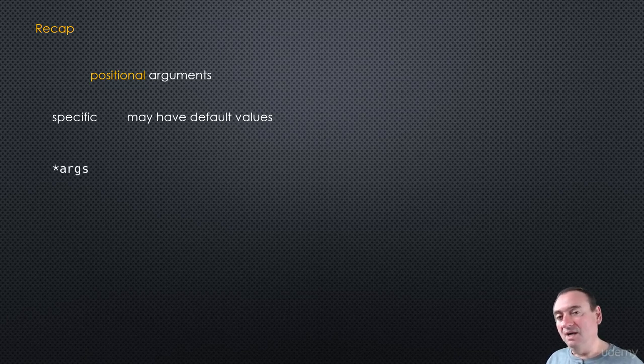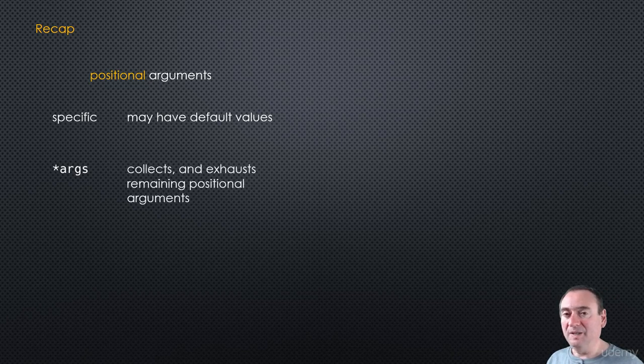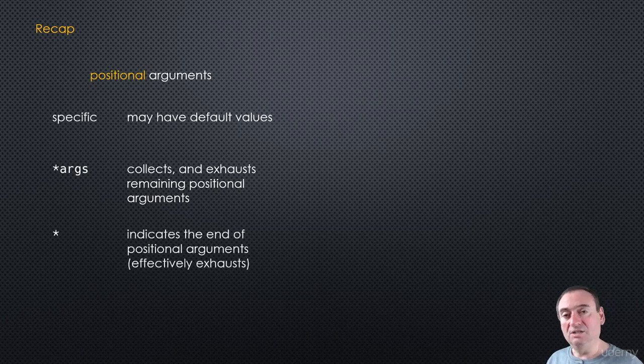Also we have this star args that we saw, and that basically collects and exhausts any extra positional arguments that are provided in the function call that go beyond what the positional parameters are in the definition of the function. We also saw the star by itself, which effectively exhausts the positional arguments in the function call, but it will not put them into a tuple, and in fact it will refuse to accept more positional arguments than are specifically defined in the parameters of the function.